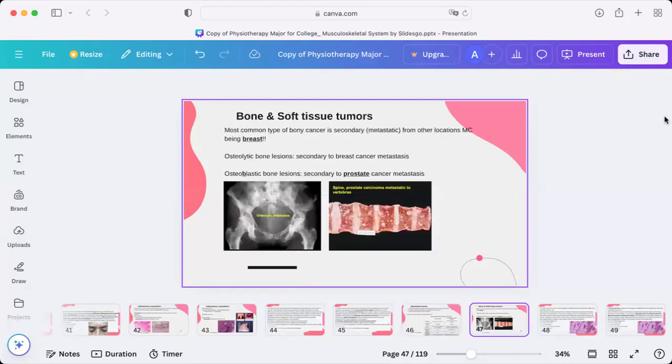Guys, I'm really proud of you. Whoever said metastasis is correct. The most common cause of bone cancer is usually from metastasis. More than primary bone cancer, the most common cause is metastasis. Please know this, okay?